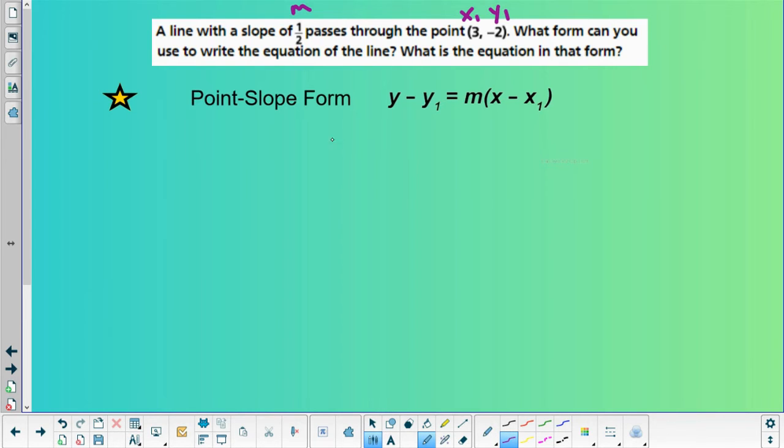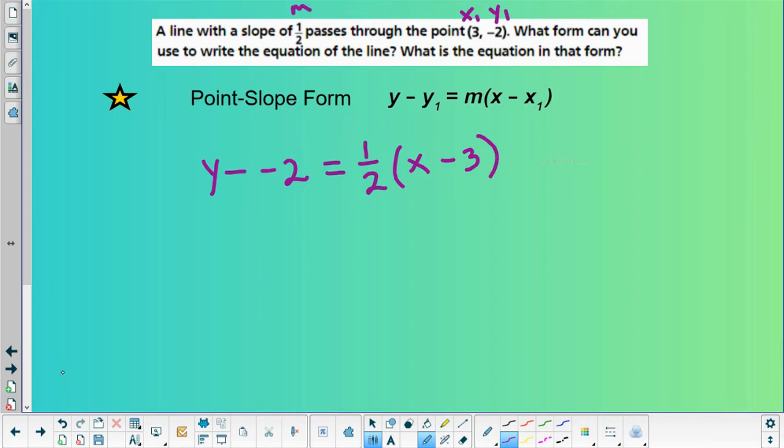If I plug them into this equation, I don't have a plain y, so I'm going to keep it, minus my y1, which is my -2. m is our slope, which is 1/2. Plain x we don't have, that's a part of the equation. But we do have an x1, which in this case is 3, so I'm going to subtract 3.